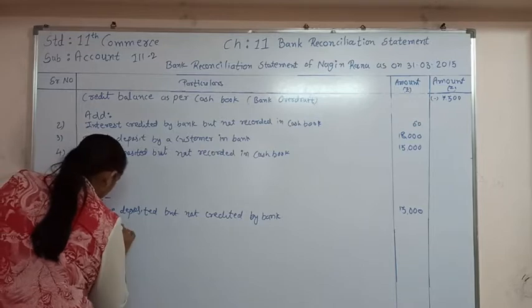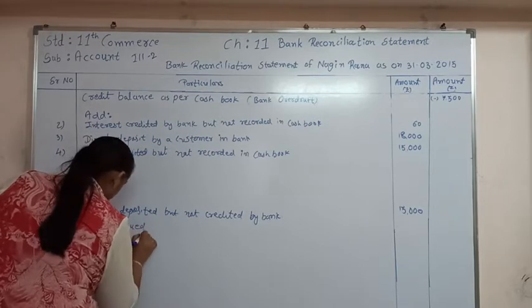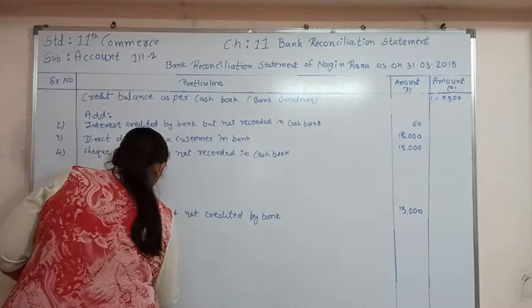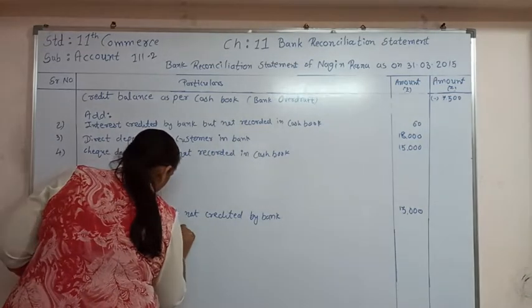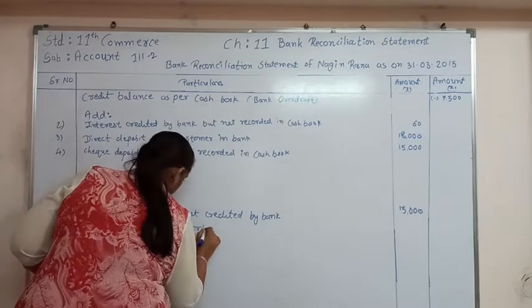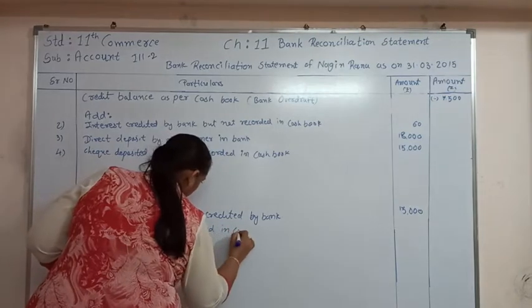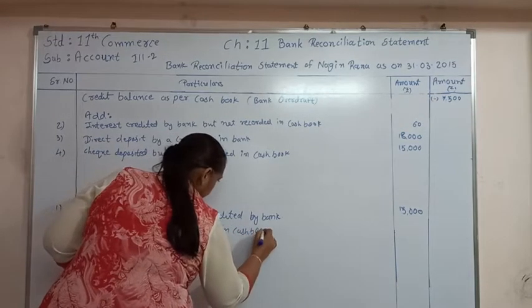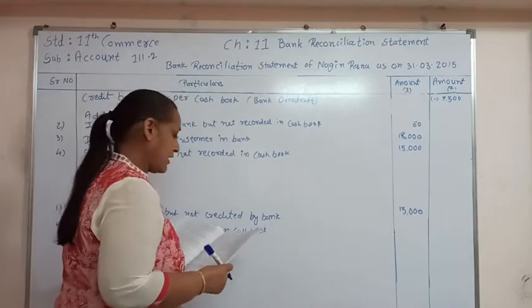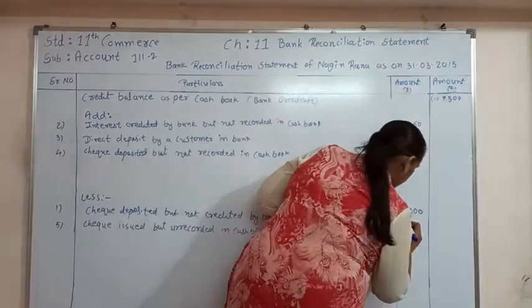Check issued but unrecorded in cash book. So the amount will be 9,000.